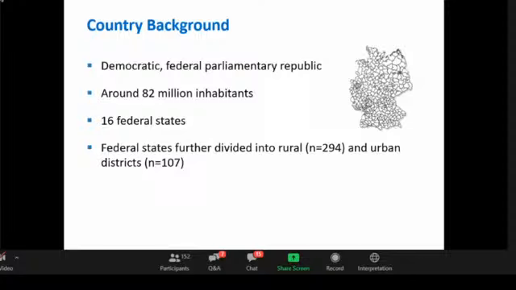What is important to know is that because we have a decentralized system, on a national level we don't have the power to implement any measures. We can support the federal states, but it's not our responsibility, and we can't really go there and implement measures. So the first response is always on the local level.